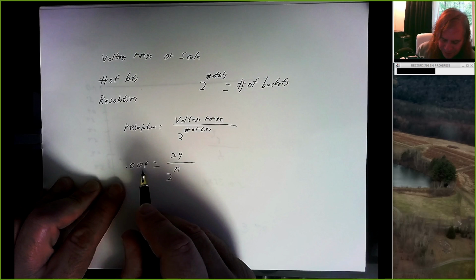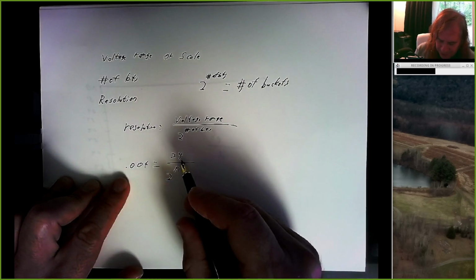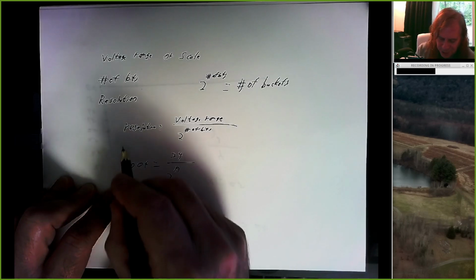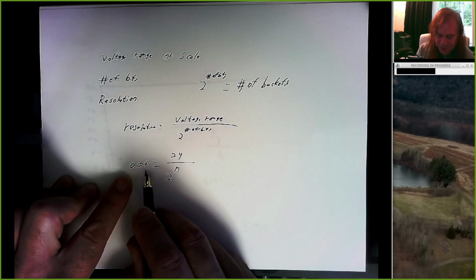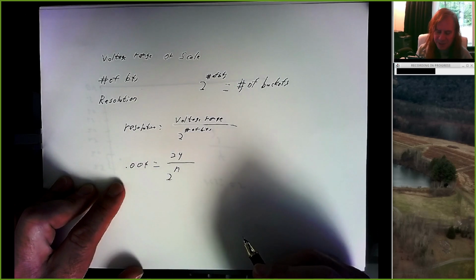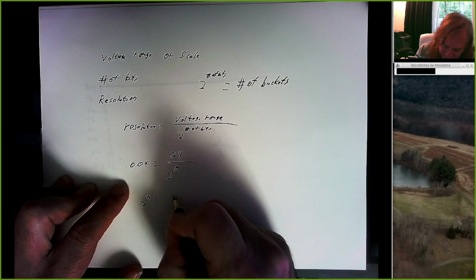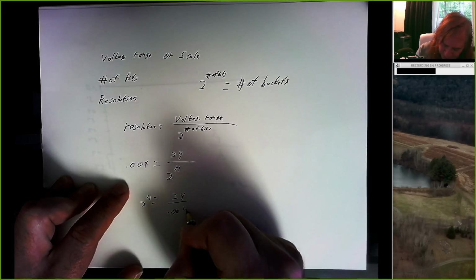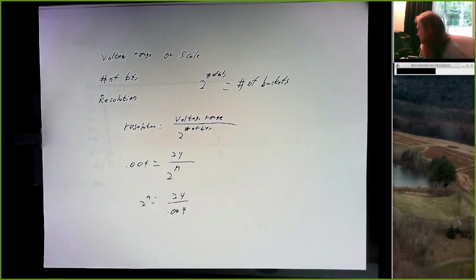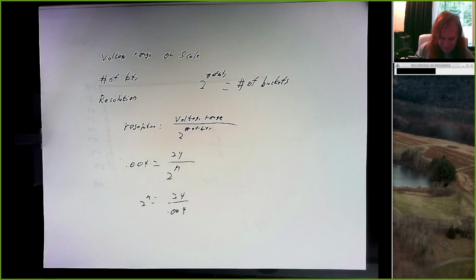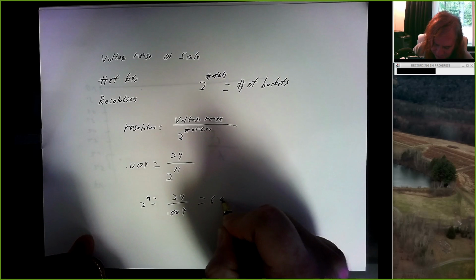So we want 4 millivolts. The voltage range should be 24, and we don't know how many bits we need. But we know that we have this relationship. So 0.004 is 24 divided by 2 to the n. And we want to solve this for n. So 2 to the n equals 24 over 0.004. I will cheat and use a calculator. So this is 6,000.